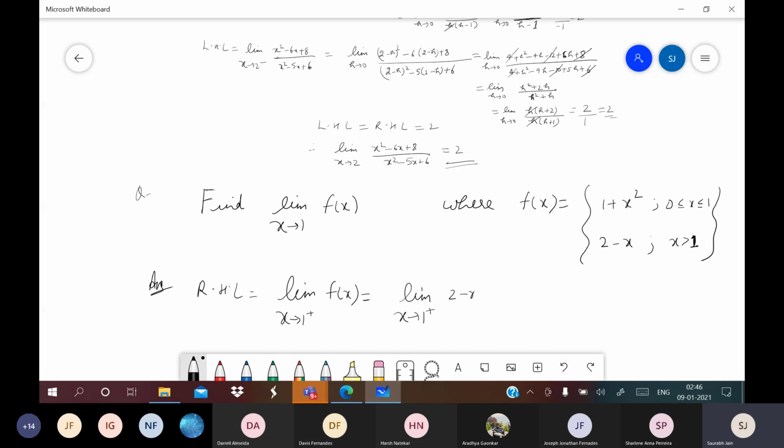And the reason is simple. f(x) is 2 minus x when x is greater than 1. So in RHL, when you take x tends to 1 plus, what is the meaning? 1 plus means greater than 1, because the number is to the right of 1. Only this you have to understand, nothing new.